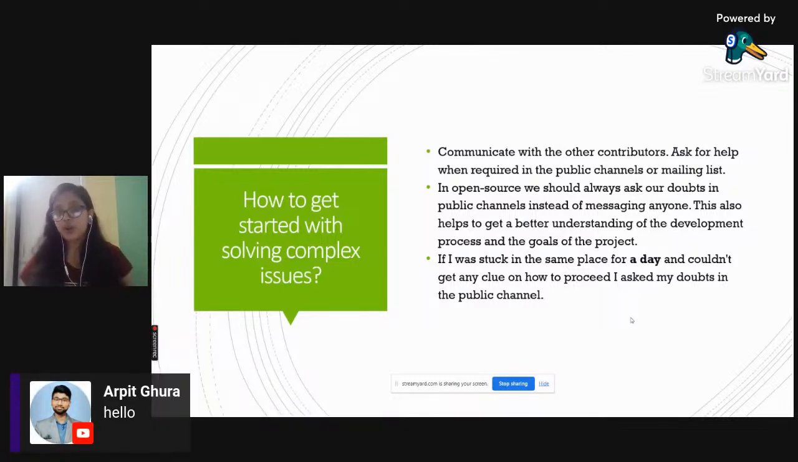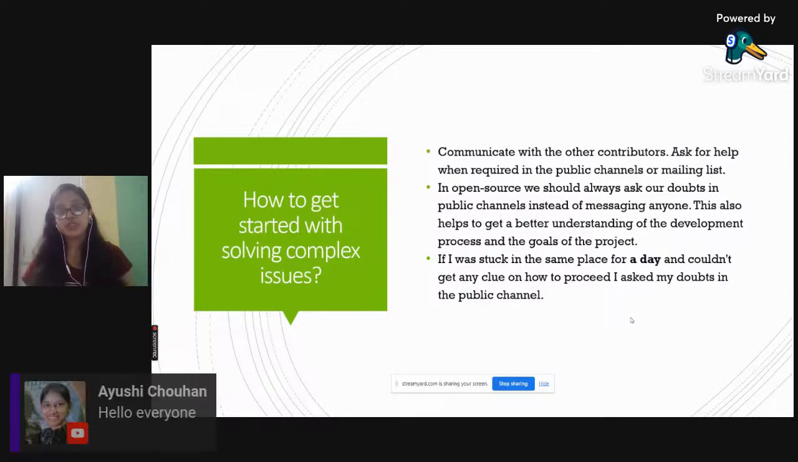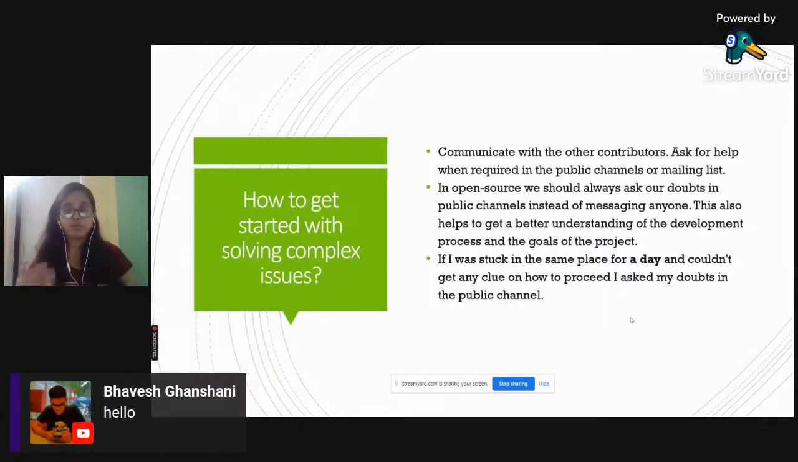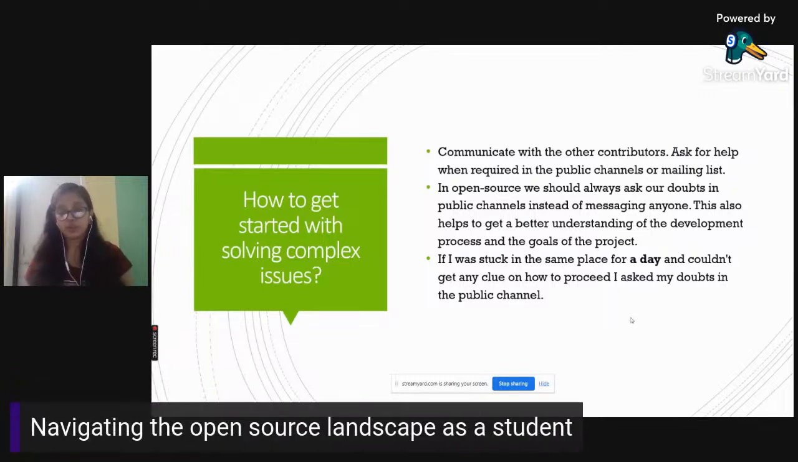And the earlier you ask, the more easily you will go ahead and solve the issue faster. So don't hesitate to ask for help. Always ask for help. Open source communities are very helpful, and they help a lot. So make sure that if you are stuck at the same place for a day, you ask for help.